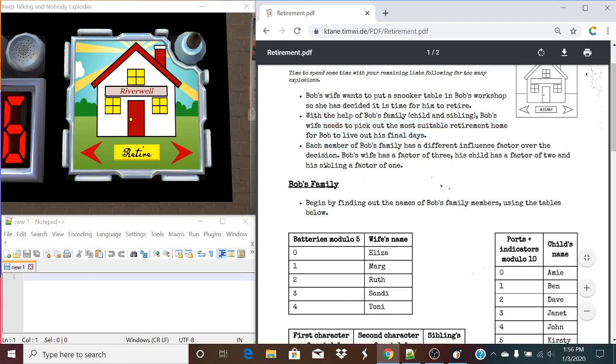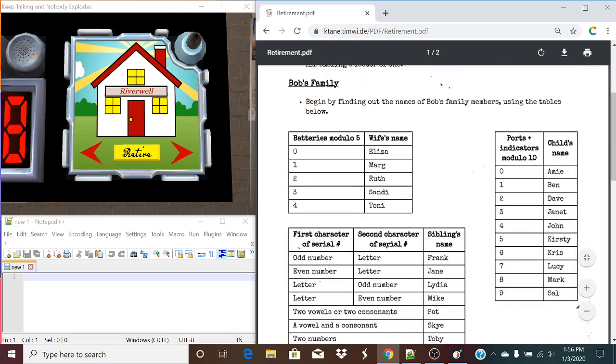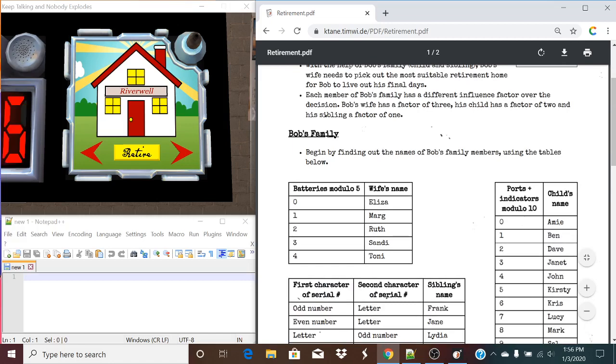Sad. Each member of Bob's family has different influence factors over the decision. Bob's wife has a factor of 3, his child has a factor of 2, and his sibling has a factor of 1. These are essentially going to be your multiples. So, we need to first figure out who is Bob's family. So, let's figure it out.